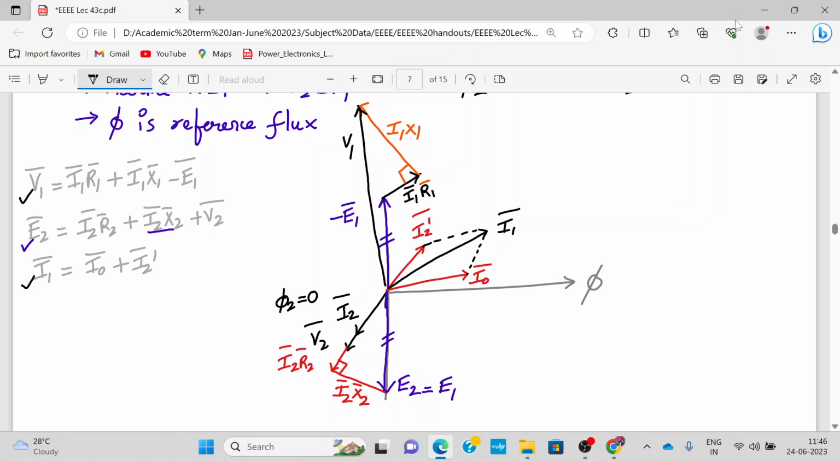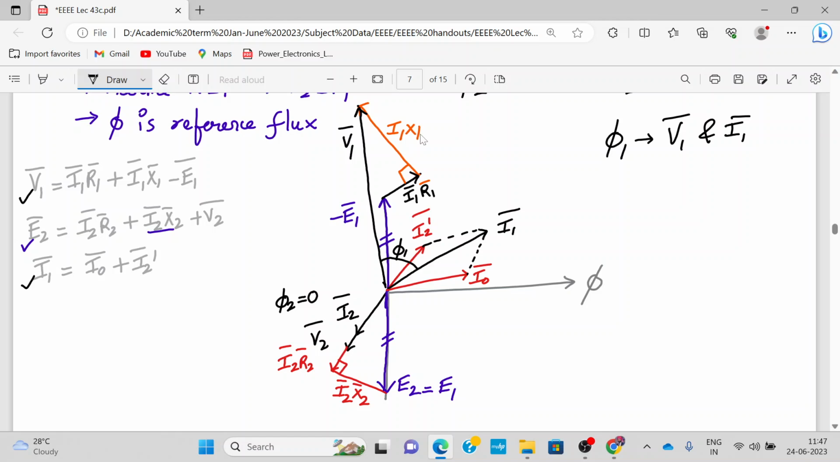Now let us draw the various phase angles. So what is the phase angle between V1 and I1? Phi 1. So phase angle phi 1 is between V1 bar and I1 bar. So let us draw that. This is the phase angle. Okay. So this phase angle is phi 1. This is phi 2. We have drawn that phi 2.